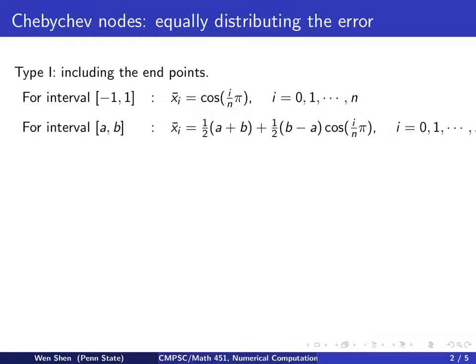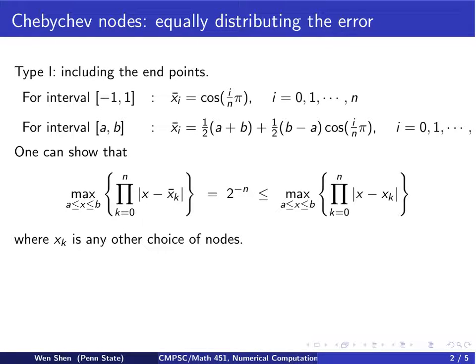If you have a general interval, let's say from a to b, the Chebyshev nodes will be just the nodes from 0 to 1 with a linear translation onto the interval from a to b. So you get the following. x bar i will be a half of a plus b, the midpoint, plus a half of b minus a, that's a rescaling factor, times the cosine, that's the same. So i runs from 0, 1 to n, the same, n plus 1 points.